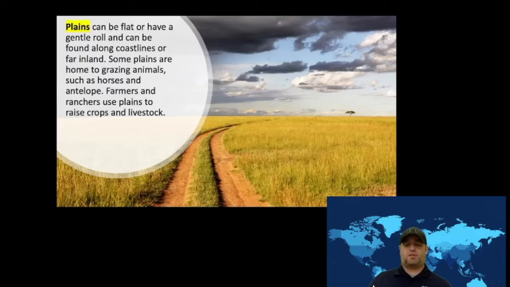Okay, plains. Plains can be flat or have a gentle roll and can be found along coastlines or far inland. Some plains are home to grazing animals, such as horses and antelope. Farmers and ranchers use plains to raise crops and livestock. So if you are from this area, you know that we are on the plains. We're considered on the eastern slope of the Rockies here, and we kind of start the plains going eastward. So Colorado, Kansas, Nebraska, all the way into Illinois, there are a lot of plains states. A lot of those states have livestock, ranches, or farming.